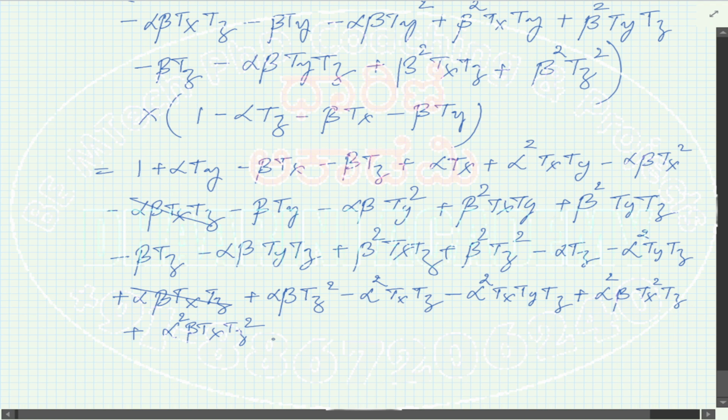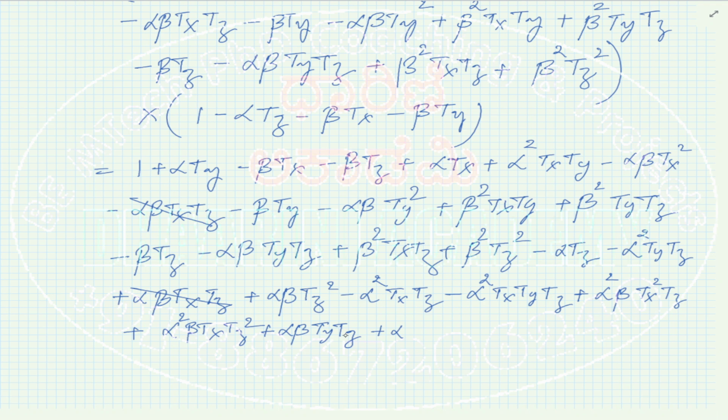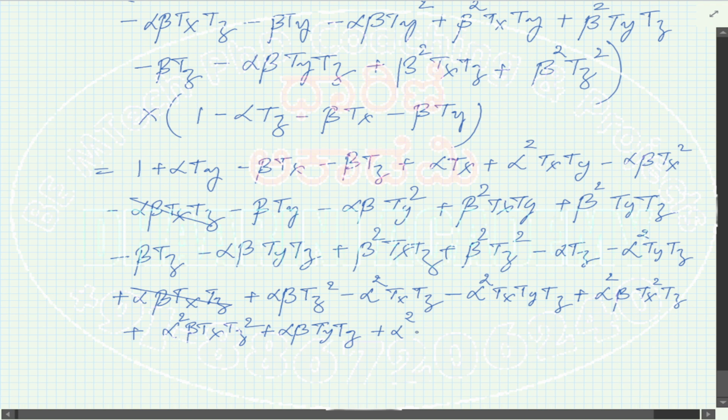Okay, then the next term is alpha minus alpha tz. So this is minus of alpha into beta, that is alpha beta times ty tz. Then the next term is alpha into this term. So this is minus of minus, so plus alpha square into beta times ty square into tz.